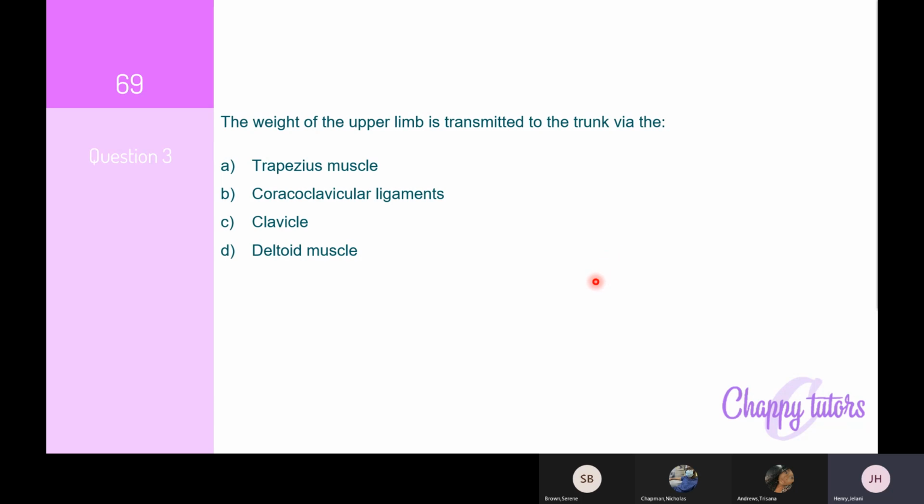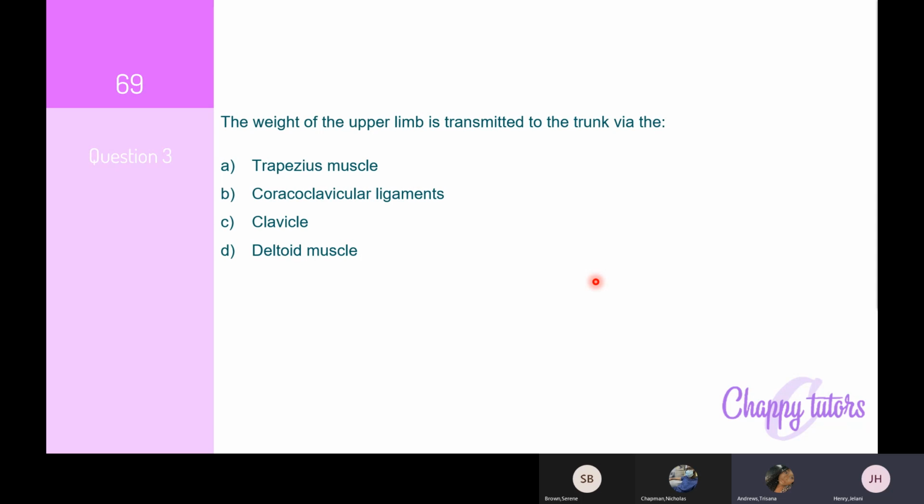Right. The weight of the upper limb is transmitted to the trunk via the A, trapezius muscle, B, coracoclavicular ligaments, C, clavicle, or D, deltoid muscle? What do you all think? You hadn't gone through this, right? Not directly, but indirectly, right? Oh, so we have to decipher it now.